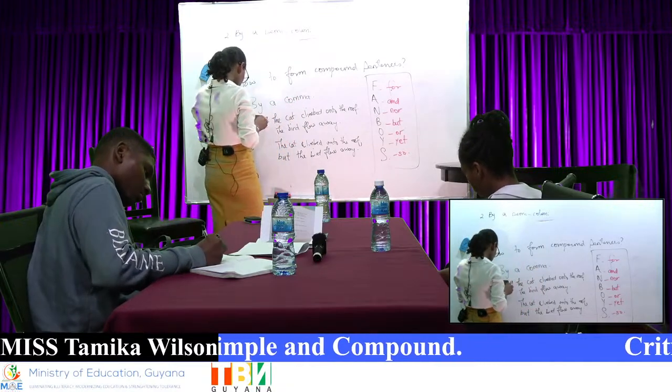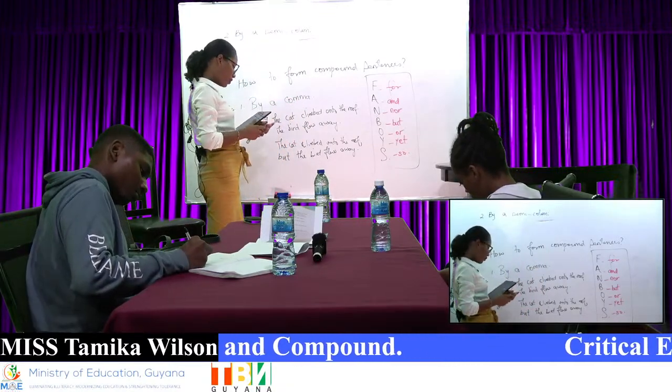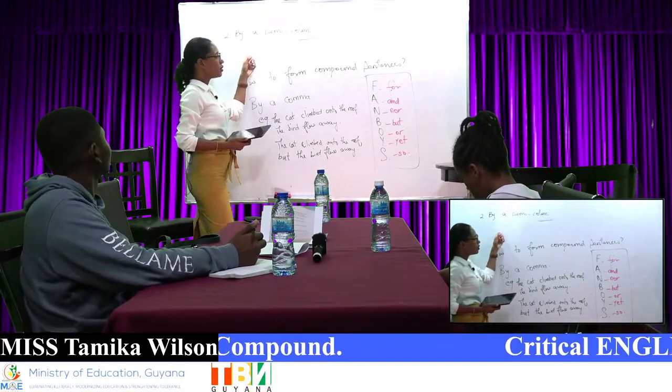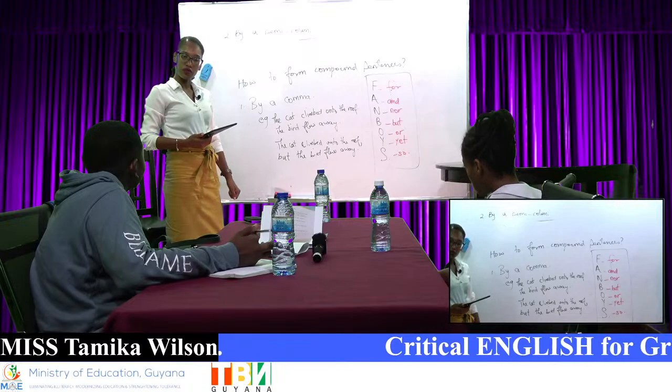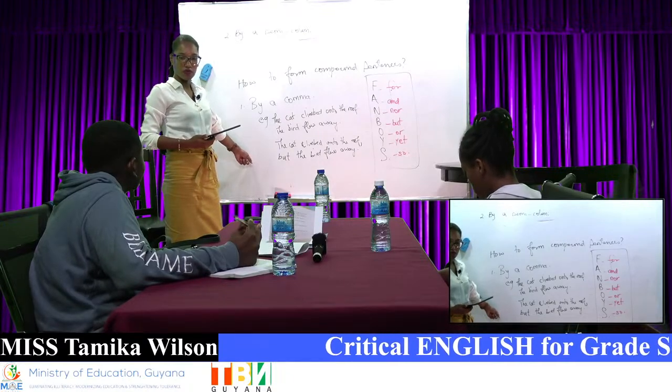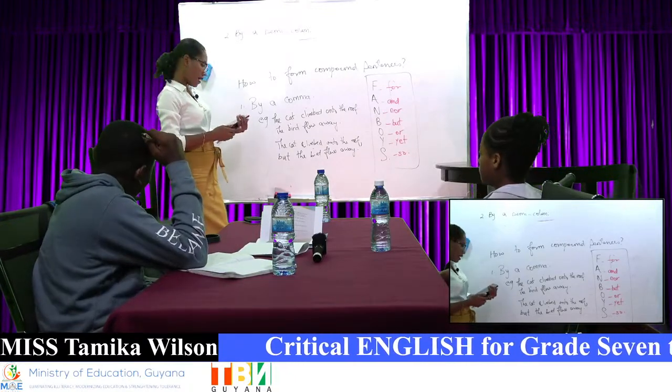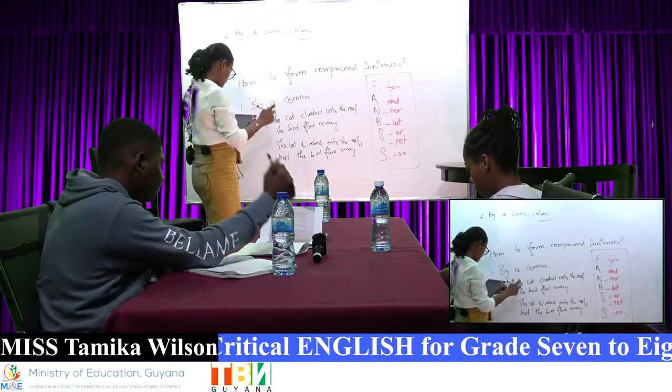And if we are using a semicolon, then there is no use for the coordinating conjunction. No use for conjunction. All right? Example. Let's look at the sentence.